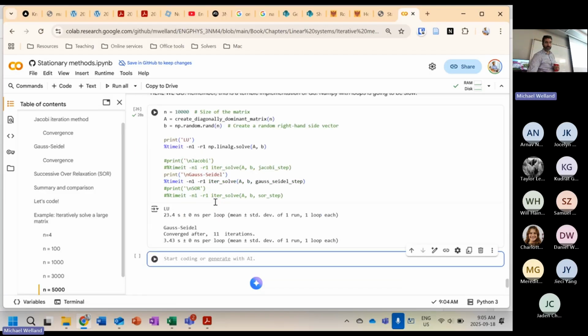Okay. So here, LU took 23 seconds. Gauss-Seidel took 3.43. If you looked, for example, and you used the timeit function on these examples in order to get some data about how long these things are taking, you would see approximately n cubed growth on the LU.